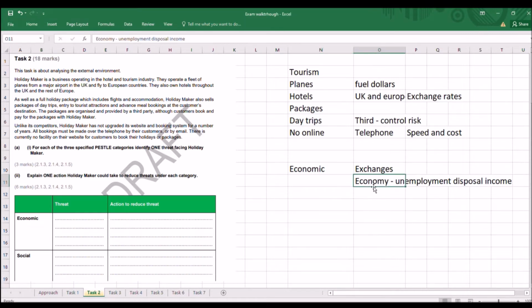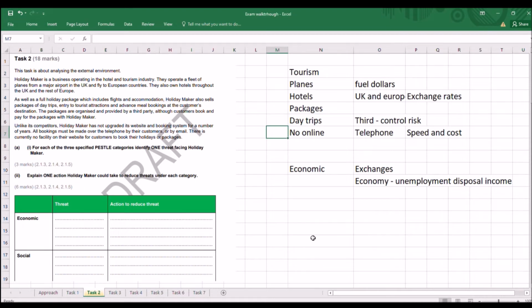And then in terms of the economy, we've got unemployment and disposable income, so how much money people have got. They might have a lot, they might have a little. So we could have a diverse range of different holiday packages, from budget holidays at low amounts all the way up to four or five star holidays.